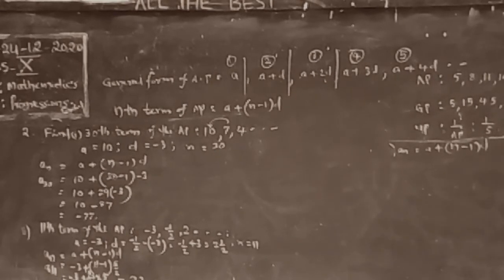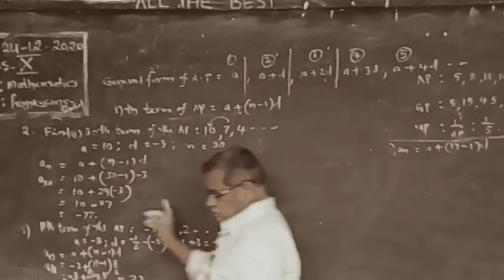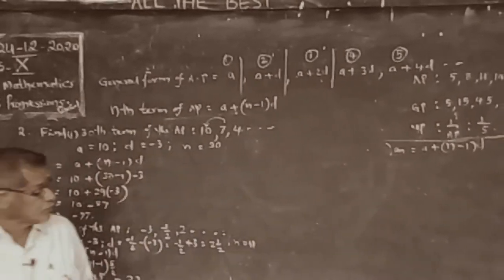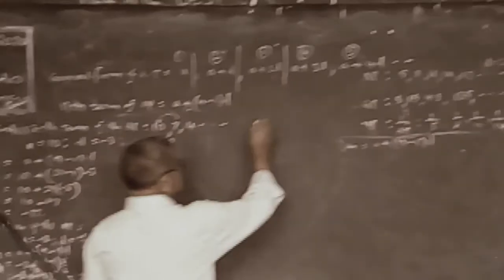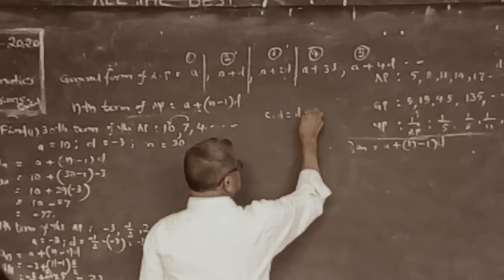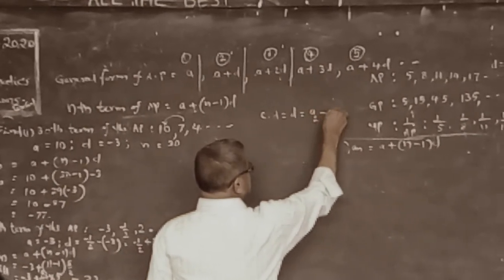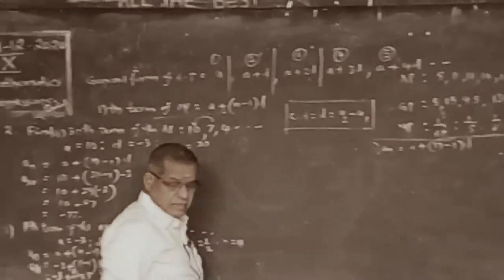How to find the common difference D? D is equal to A2 minus A1. Common difference CD. D is equal to second term minus first term. Like this.